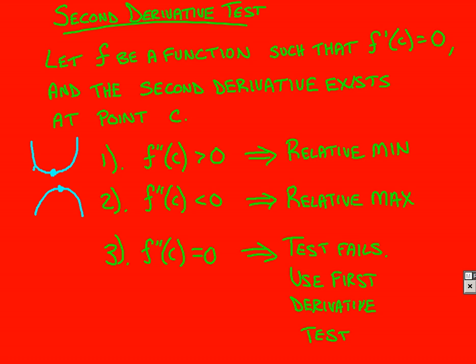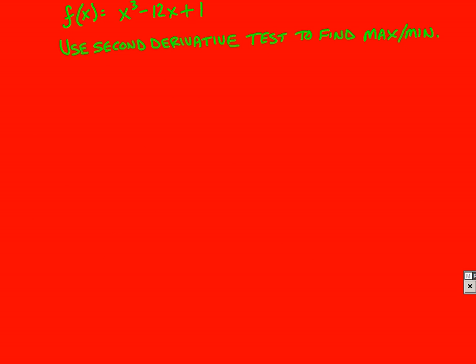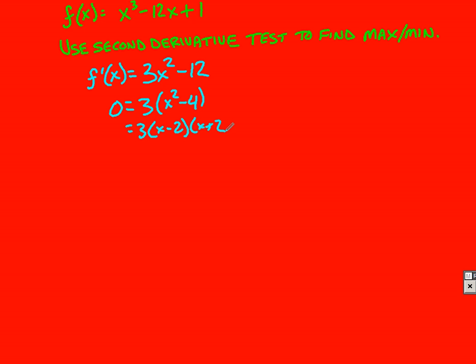To show you how that works, we're going to use the second derivative test. First thing is we need to find the critical numbers. We do that by finding the derivative, 3x squared minus 12. I'll factor it and set it equal to 0. I can pull out a 3. This would be x squared minus 4, which is 3 times x minus 2 times x plus 2. So my critical numbers will occur where x equals 2 and negative 2.